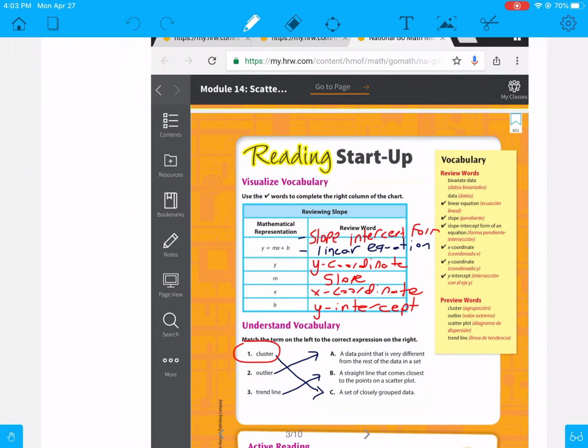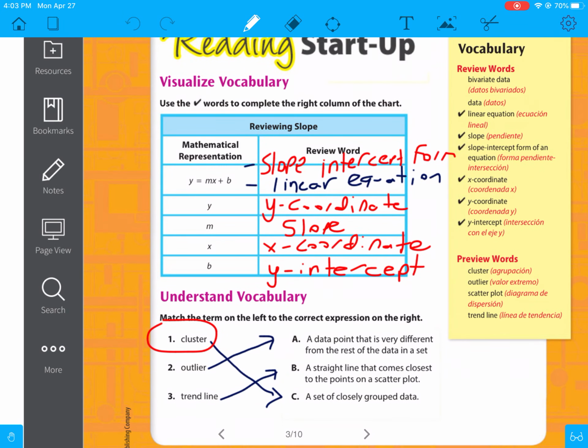All right, so here is the reading startup. The y equals mx plus b comes back in this module, so I hope you remember what your slope and your y-intercept and what the m and the b are. So here the y equals mx plus b, that's your slope-intercept form, or a linear equation, linear being a straight line. Your y is your y-coordinate, your m is your slope, your x is your x-coordinate, and your b is your y-intercept. This should all be reviewed, should all be in your notes.